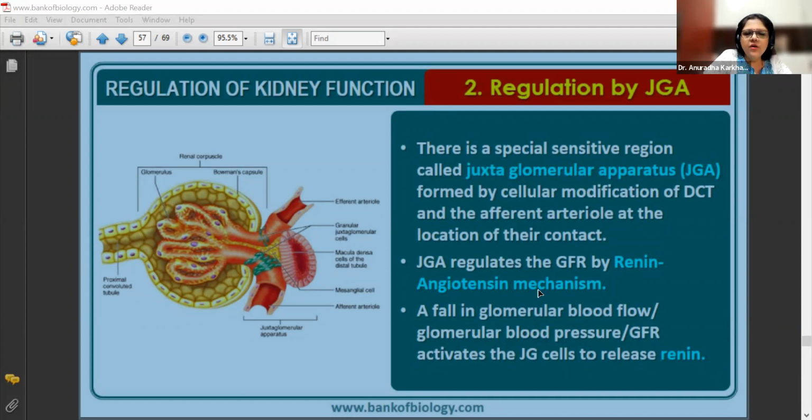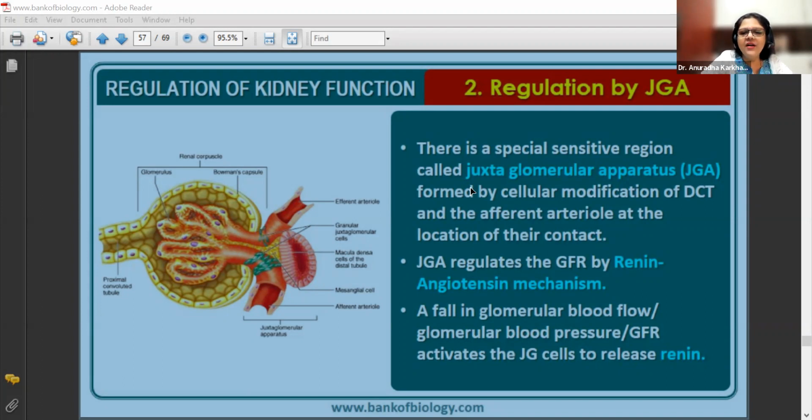So here what is going to happen? See, there is a special sensitive region called as juxtaglomerular apparatus, formed by the cellular modification of DCT and the afferent arteriole at the location of their contact. It's like this, na? They are coming together like this, एक के ऊपर एक. Fine, I'll show you that. I'll clear your doubt. Don't worry.